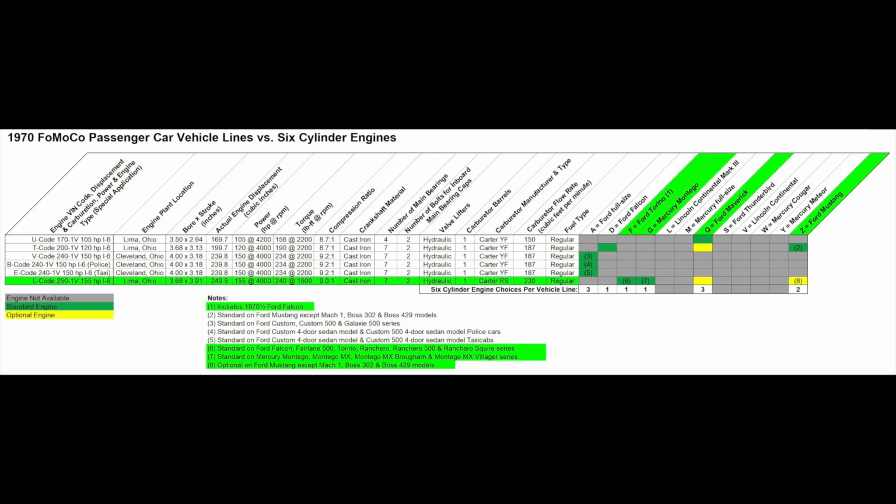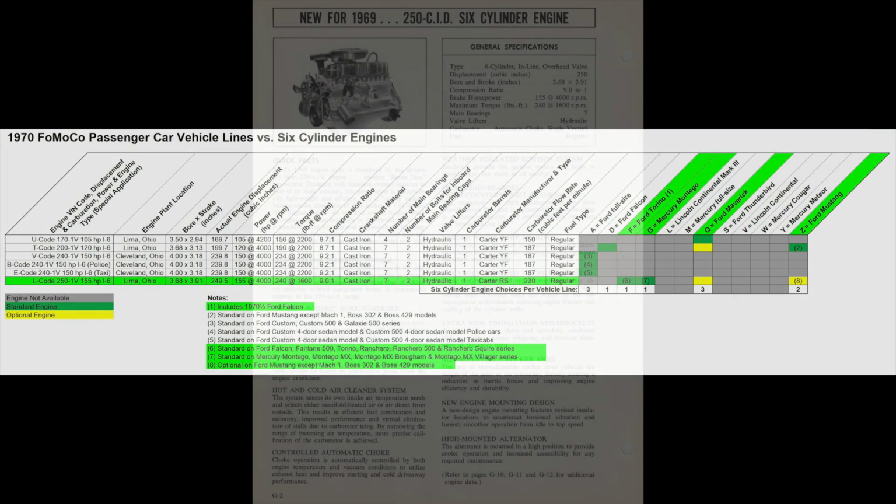And lastly, per note 8, it was an option in the 1970 Ford Mustang lineup except the Mach 1, Boss 302, and Boss 429 models, vehicle line Z.